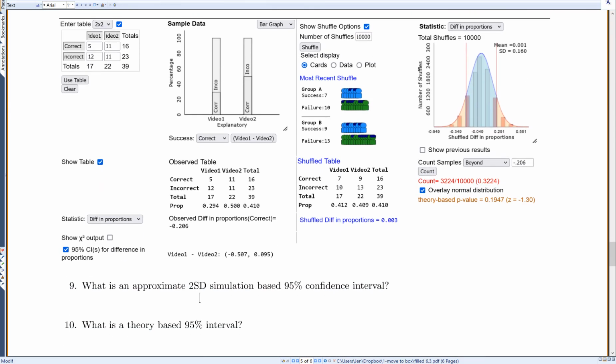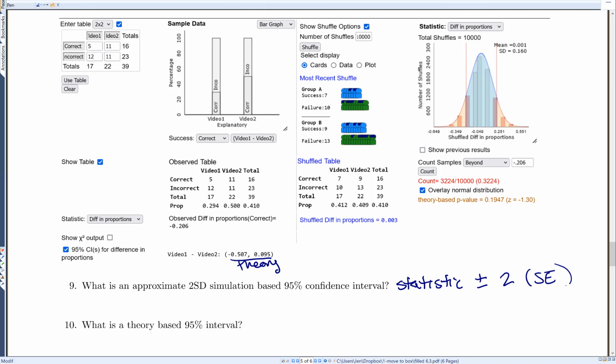So let's keep practicing now. What would we do if it asked you for your confidence intervals? So what is an approximate 2 standard deviation simulation based 95% confidence interval? Okay, this one you have to do by hand because it only gives you the theory-based confidence interval on the applet. So you have to do it by hand. You need your statistic plus or minus 2 times the standard error of your statistic.